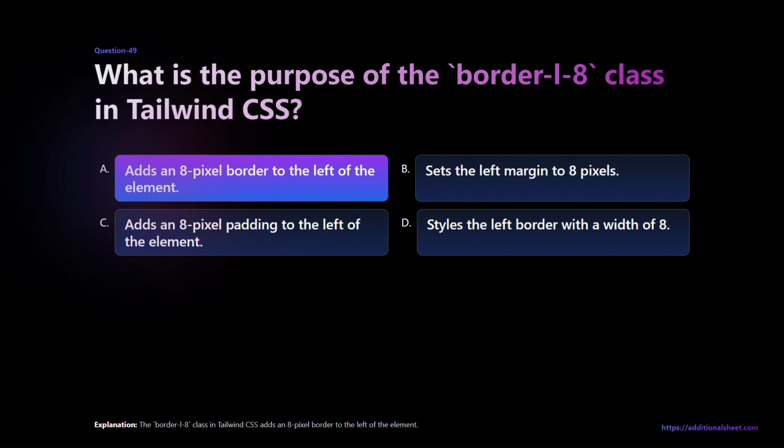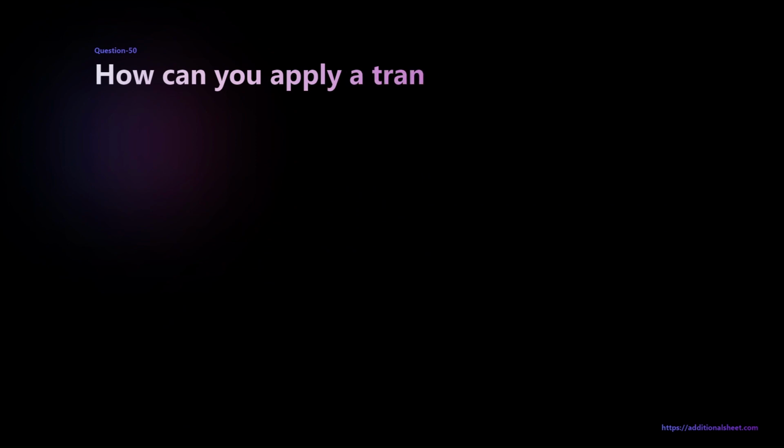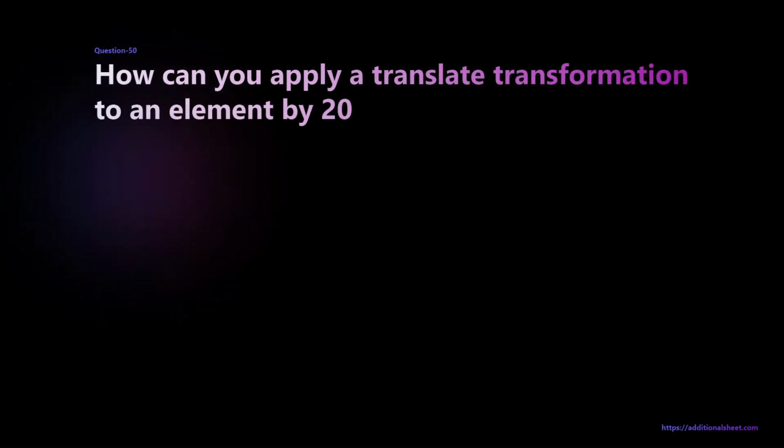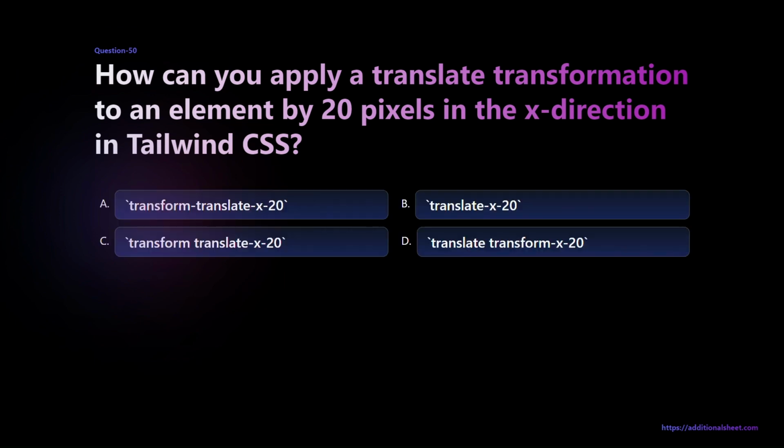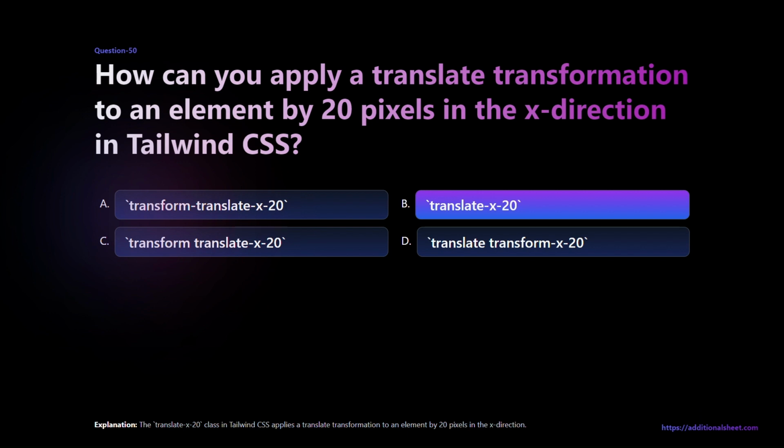How can you apply a translate transformation to an element by 20 pixels in the X direction in Tailwind CSS? Option A, transform translate-x-20. Option B, translate-x-20. Option C, transform-translate-x-20. Option D, translate-transform-x-20. The correct answer is option B, translate-x-20.